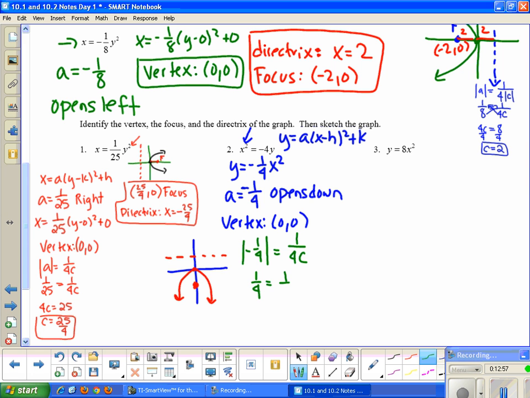So 1/4 equals 1 over 4C. So we get 4C when we cross multiply equals 4. So C is equal to a distance of 1. So the distance from here to here is 1, and the distance from here to here is 1. So then that means that my focus, we are changing the y value of my vertex because notice we're going down. So it would be 0, comma, -1. So that's my focus. And that means the directrix then would be y equals, and we're going up 1, so y equals 1.